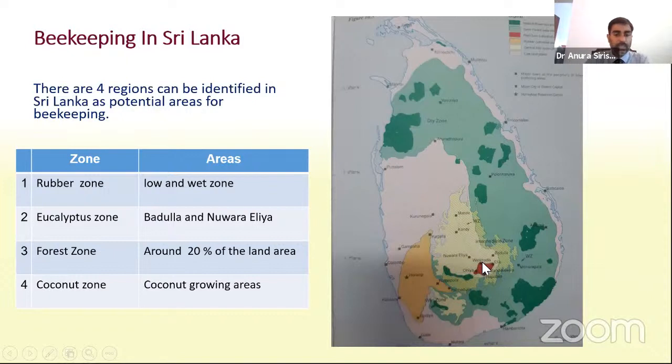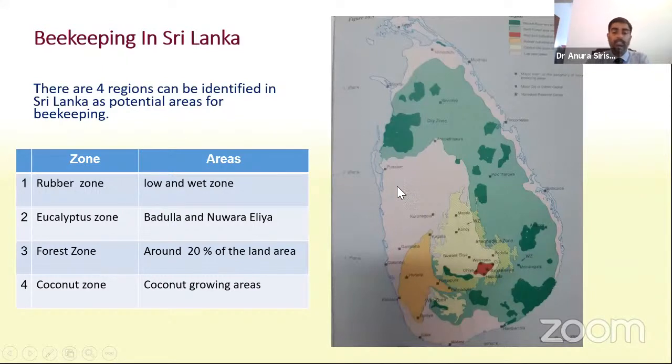And then the rubber zone. You can see this in yellow color. We have some rubber plantations, and under rubber plantations our farmers are doing beekeeping. It's a very good nectar source. Again, you find a kind of seasonality because of the wintering, so we have to stop and remove the colonies, or amalgamate existing colonies and look after them during the dearth period.